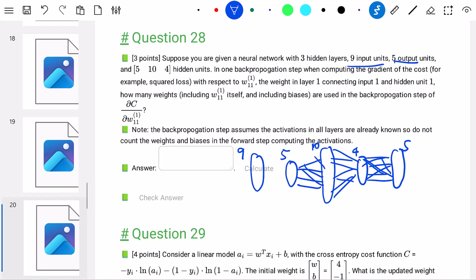Every unit is connected to every unit in the next layer, and we are interested in W111, which is connecting the first unit of the input layer and the first unit of the first hidden layer. So this one is the one that we are interested in, and we want to take the derivative of c with respect to that W11. So c is a function of all of these output units.